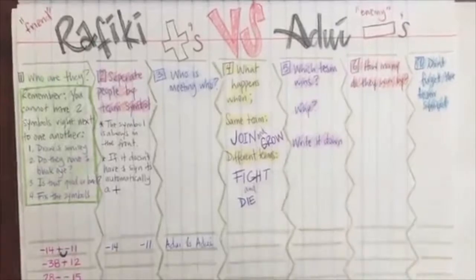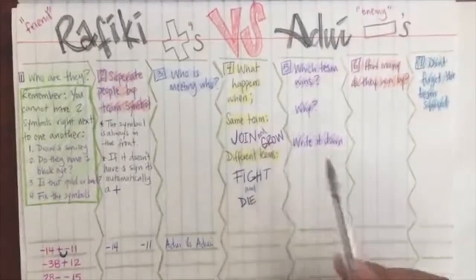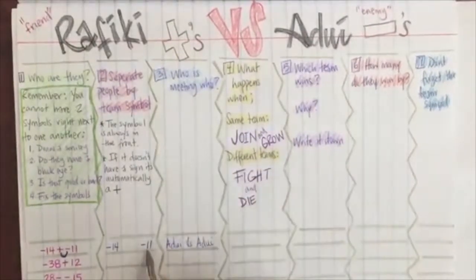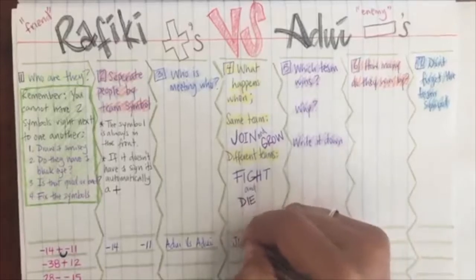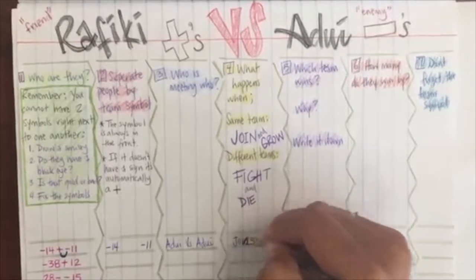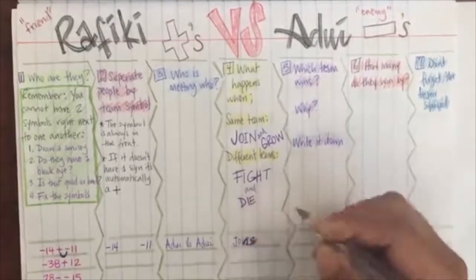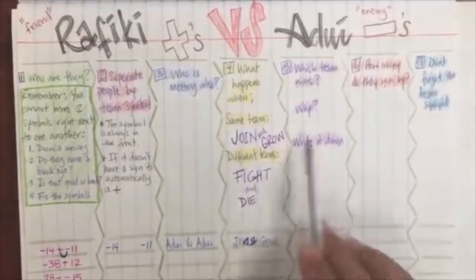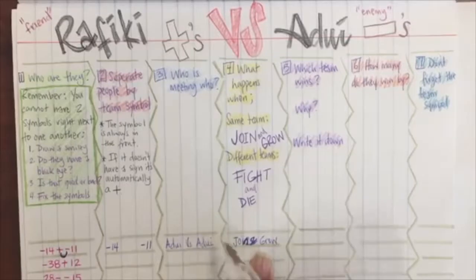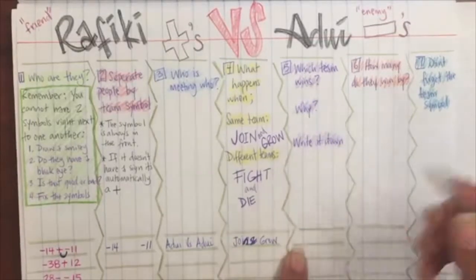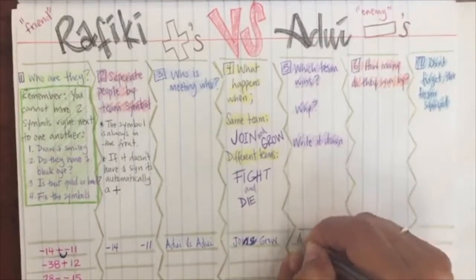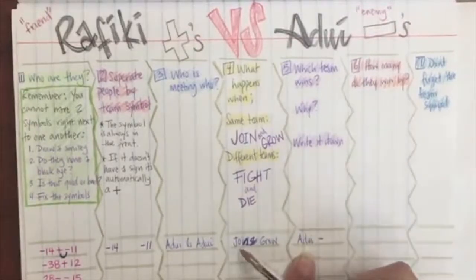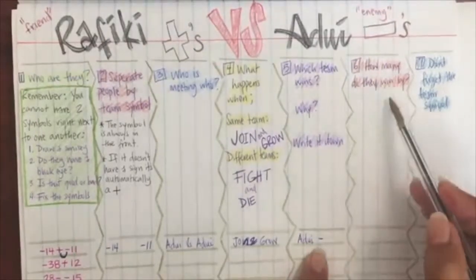So Adui meets Adui, what's gonna happen? They're gonna join and grow because they're the same team. Which team wins? Well, there's only one team there, right? What's the team? Adui. So why do they win? Because there's only one team, so it's Adui. And then write it down. So Adui, which is negative.